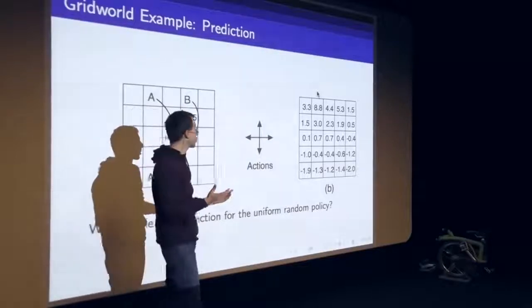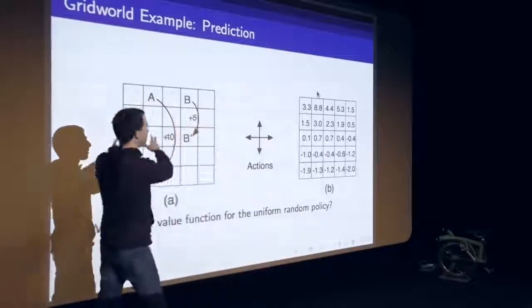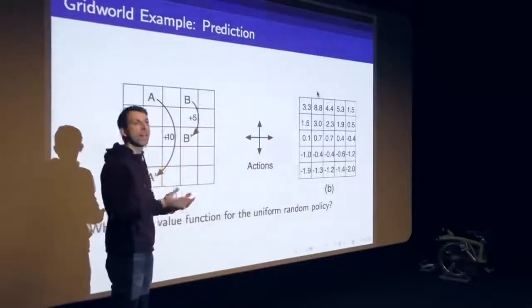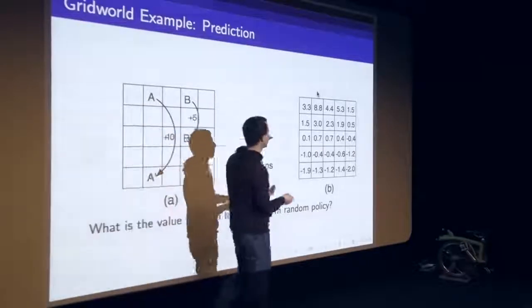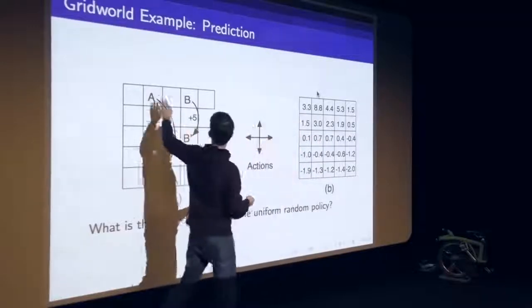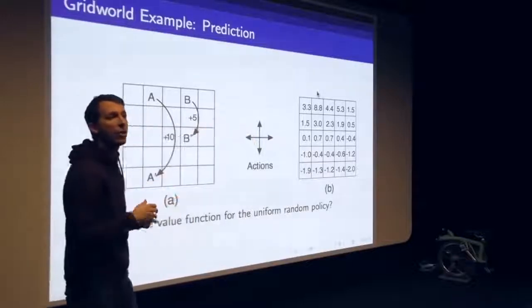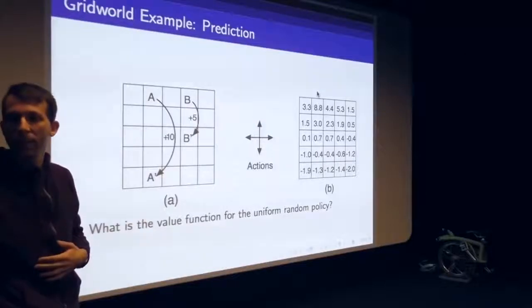We can ask, what's the value function for the uniform random policy? If we just move around this grid randomly, how much reward will we get? That's a prediction problem. We're just asking, for this fixed policy of behaving randomly, how much reward will we get? This is the answer. At best, if you're in this top state here, you get roughly 8.8 units of reward in total going into the future. And we'll see how to solve these things in subsequent lectures.